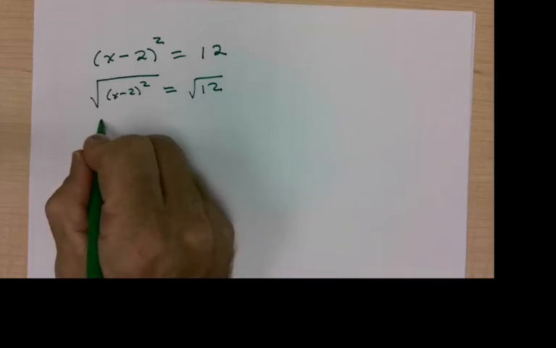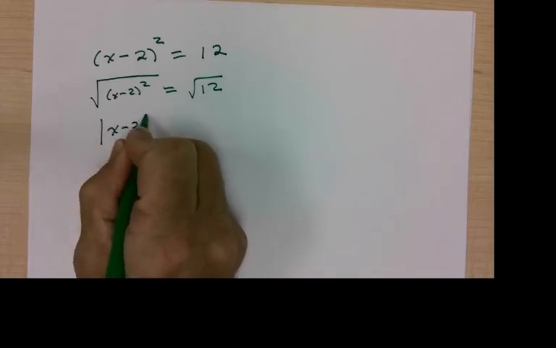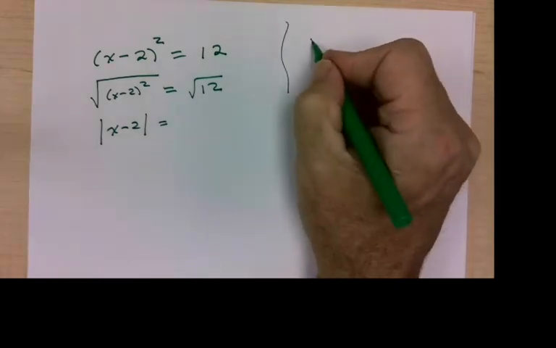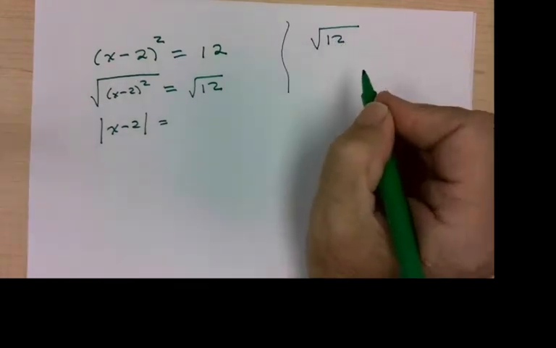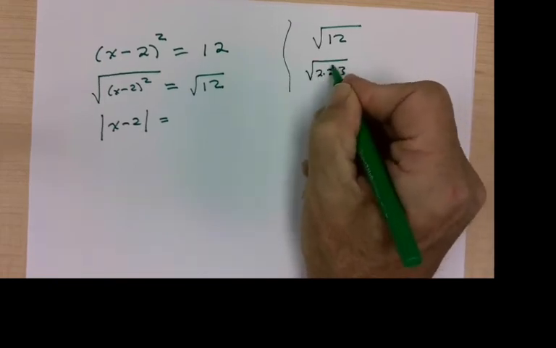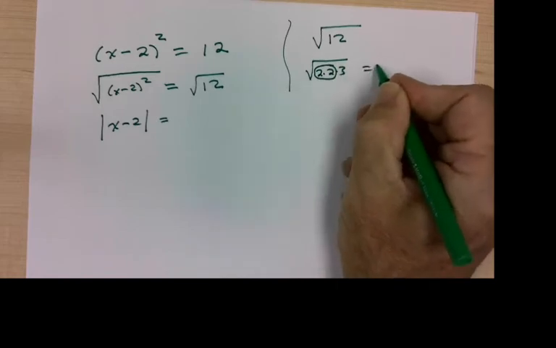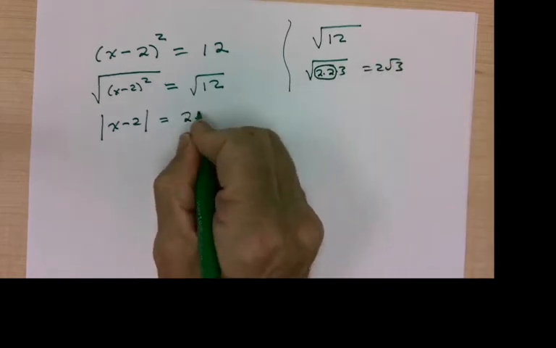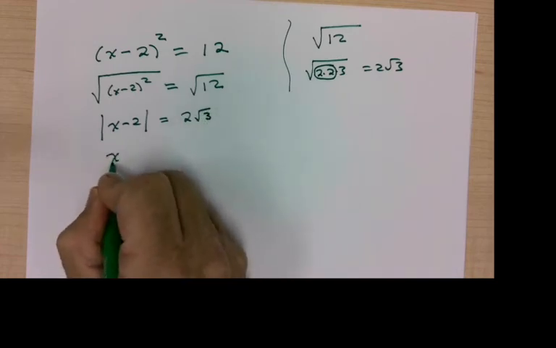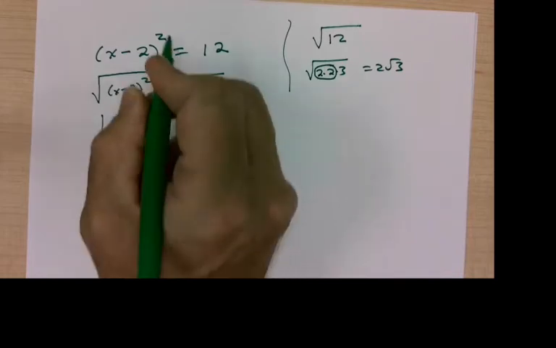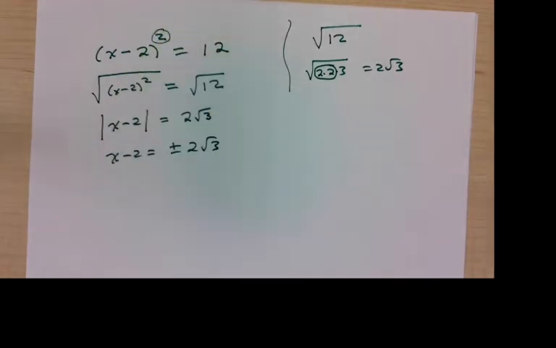The left-hand side is actually the absolute value of x minus 2. The right-hand side is the square root of 12, which we should simplify. 12 is 4 times 3, or 2 times 2 times 3. Pair of 2's, and we get 2 root 3. So I get the absolute value of x minus 2 is 2 root 3, or just remember, x minus 2 is plus or minus 2 root 3. Again, two answers for a quadratic equation. If the highest power is 2, we typically have two answers.